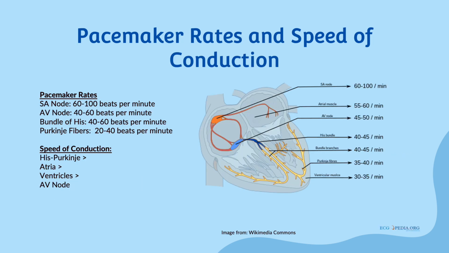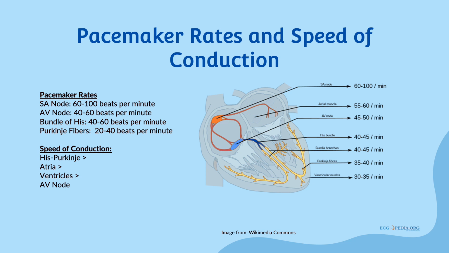Next, we'll be talking about pacemaker rates and the speed of conduction. Pacemaker rates and the speed of conduction are two interrelated concepts that are very different. Pacemaker rates refer to how quickly each node or signaling structure within the heart conducts if it is left to conduct on its own. The SA node is the fastest at 60 to 100 beats per minute.